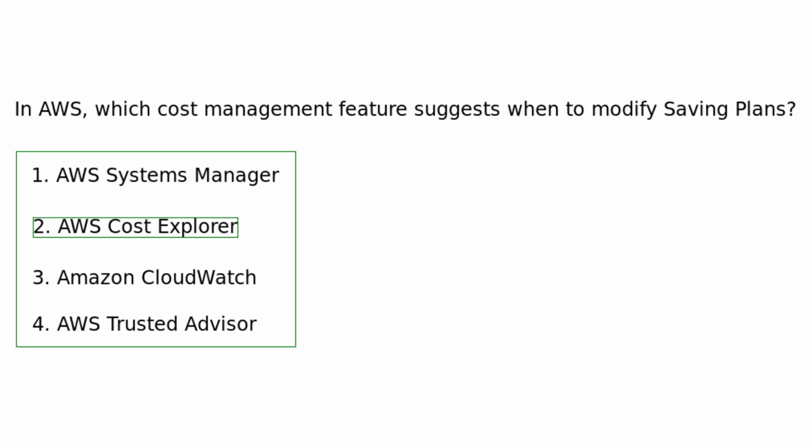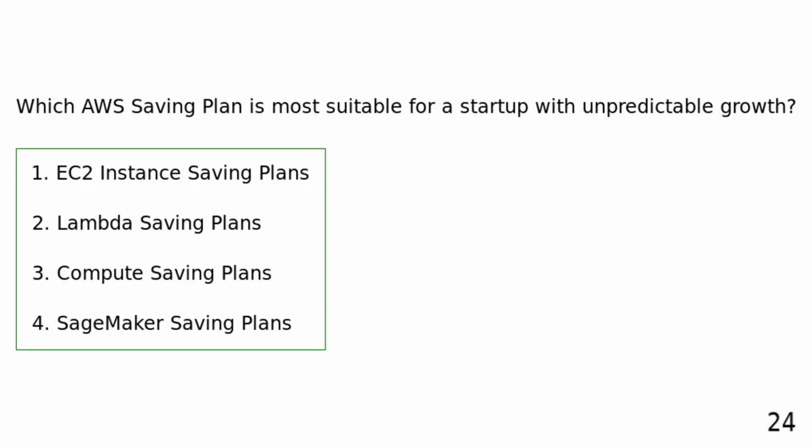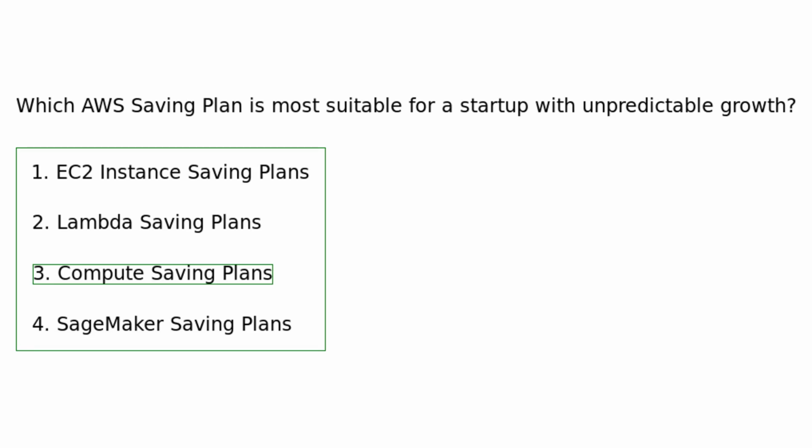Which AWS saving plan is most suitable for a startup with unpredictable growth? EC2 Instance Saving Plans. Lambda Saving Plans. Compute Saving Plans. SageMaker Saving Plans. For a startup with unpredictable growth, compute saving plans offer the most flexibility, allowing savings across various compute services as needs change.